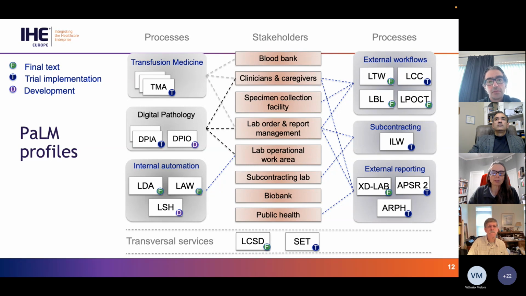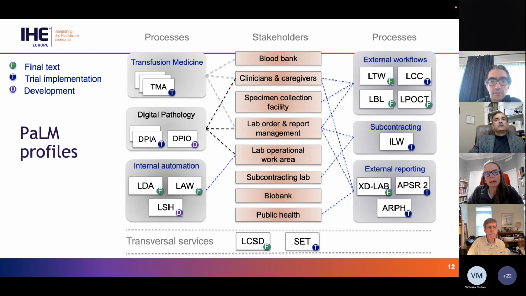The XD Lab, which is quite heavily used for reporting lab results in Europe. The EPSR, which is CDA based and used to report anatomic pathology structured reports. So that is discrete anatomic pathology data is exchanged, and then the anatomic pathology public health report, that's in trial.